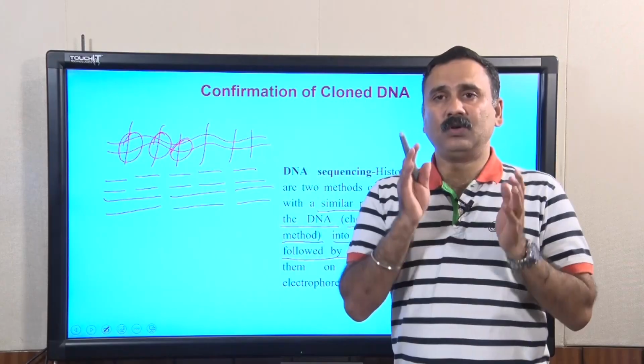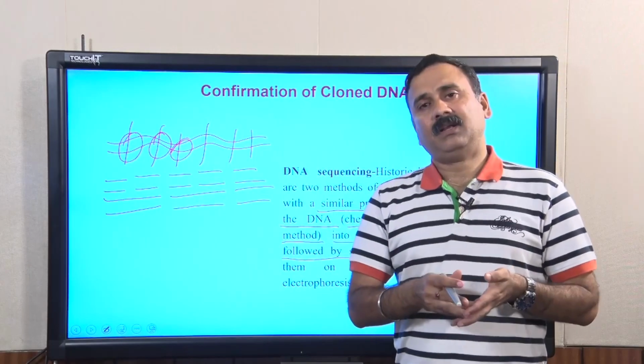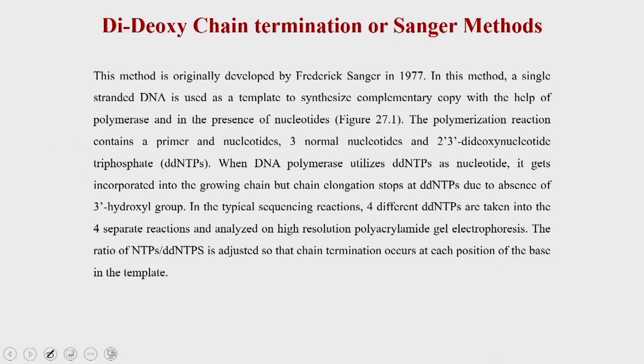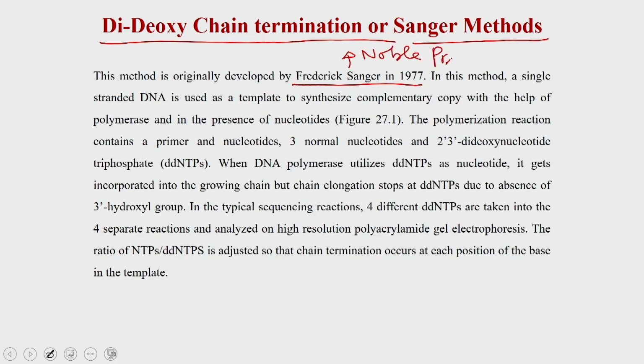So, we are going to discuss two methods, one is called the Sanger method, the other one is called the Maxam-Gilbert method. The dideoxy chain termination method, or the Sanger method, was developed by Friedrich Sanger in 1977. Friedrich Sanger was the only person who got the Nobel Prize first for discovering the method of protein sequencing, and then he developed another method for DNA sequencing, and for both of these discoveries Friedrich Sanger got the Nobel Prize.